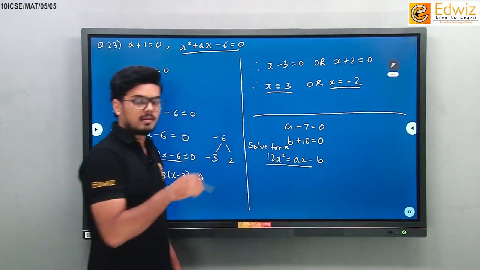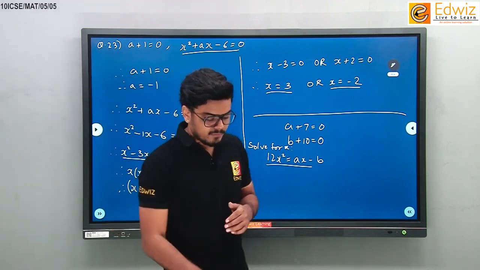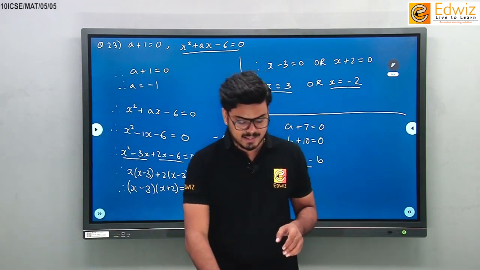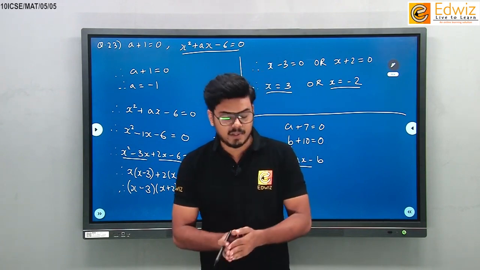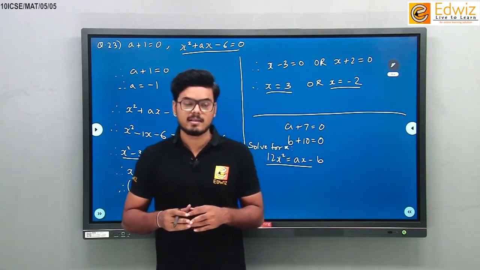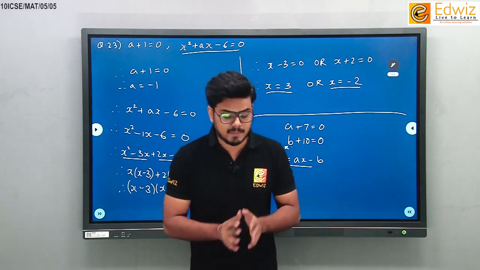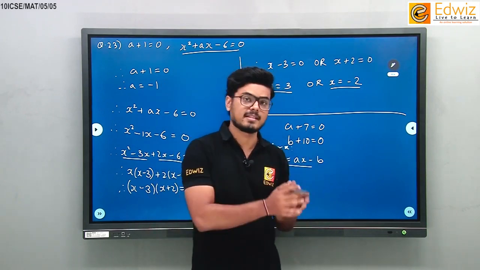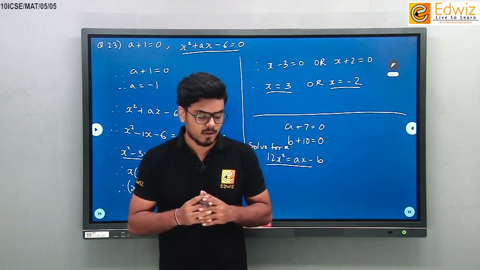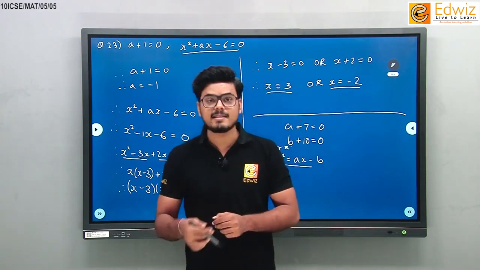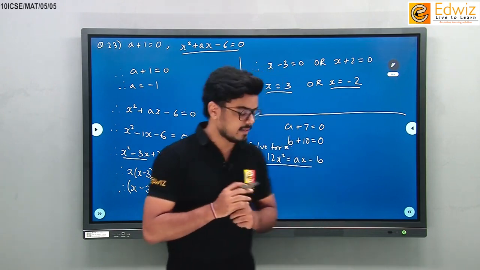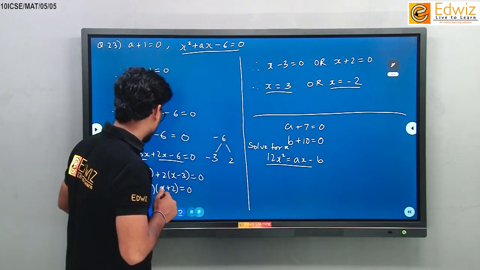Now the next few questions, from question number 26 to question number 29, have already been covered in your homework questions. These questions are similar to the questions you have solved in exercise 5A, so nothing different here. You just need to follow the same steps. Very similar questions. Now let us go to question number 30. Let us solve question number 30.